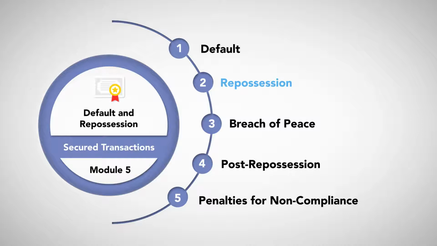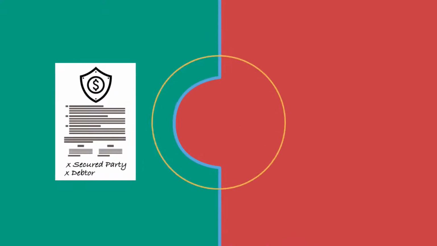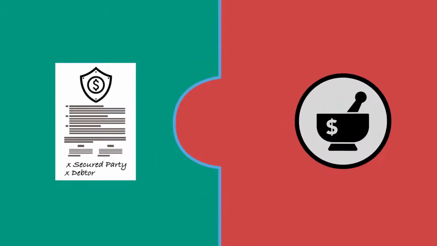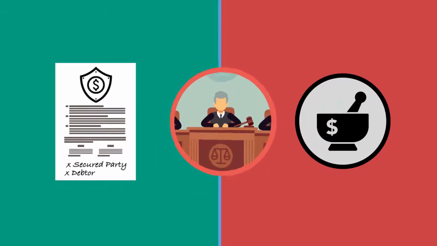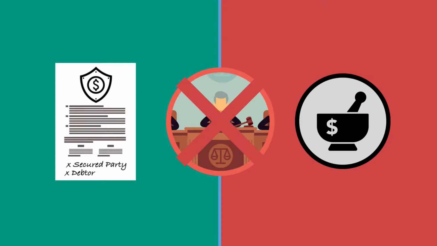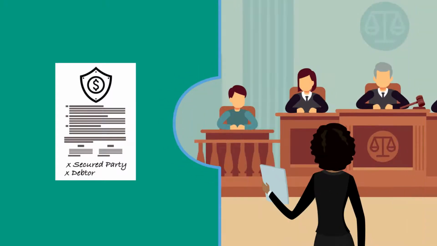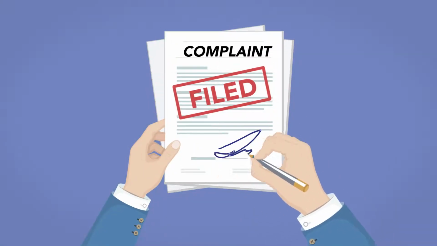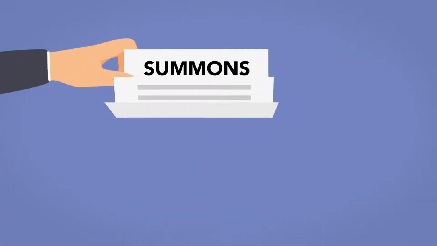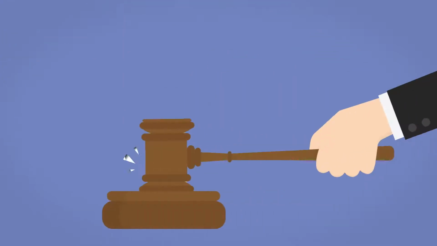Repossession. Although one of the primary reasons to attach and perfect a security interest is to have access to self-help remedies without having to involve courts, secured parties are also free to use the courts to pursue debtors and collateral. Judicial process would involve filing a complaint, satisfying service of process requirements, and litigating the matter.